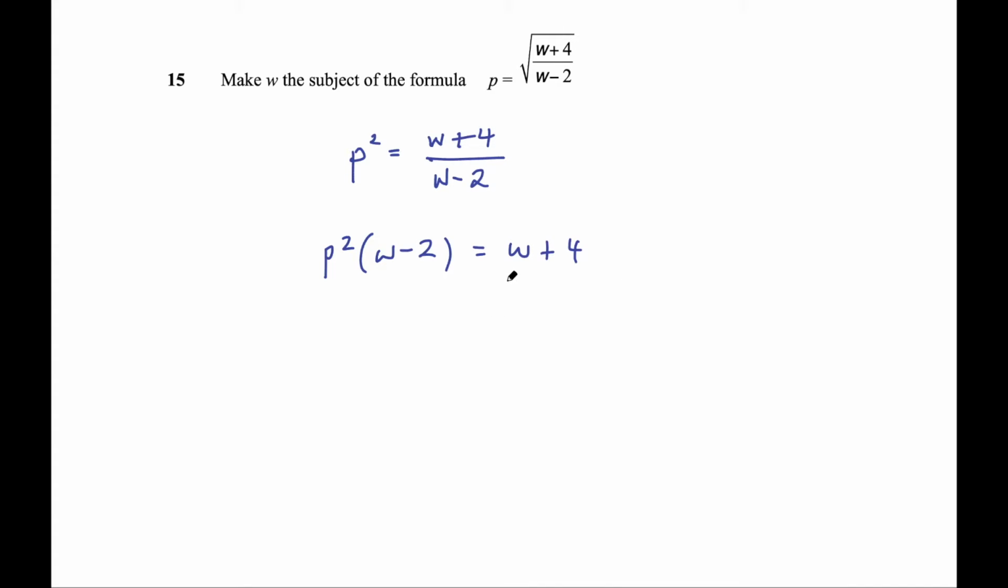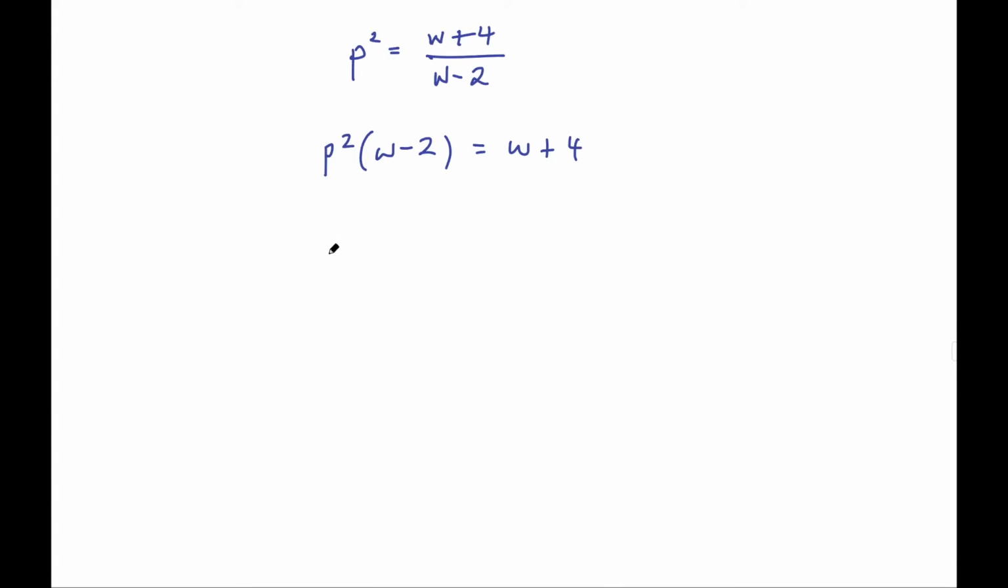We're going to take this in stages. Next, expand those brackets out. WP squared take 2P squared equals W plus 4. Now is where you can get those W's on the left hand side together. So firstly, get rid of this 2P squared over to the right, add it to the right hand side, and subtract that W on the left. We'll have WP squared, take W, equals 4 plus 2P squared.